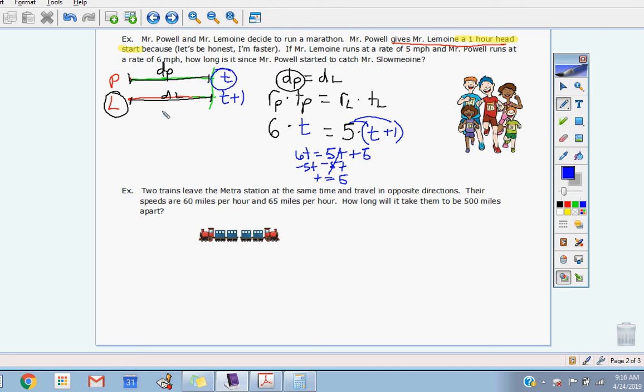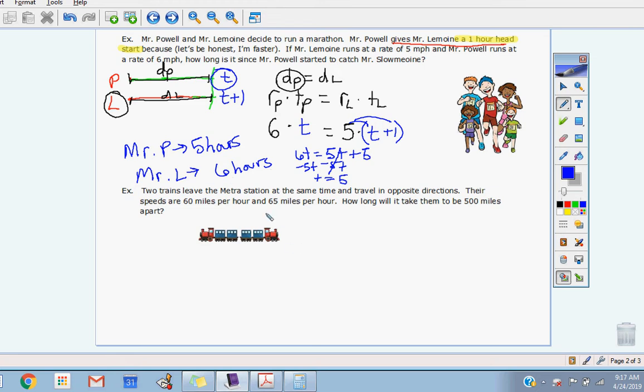Now, what is 5? That's Mr. Powell's time. So to wrap up, how long does it take? It takes Mr. P 5 hours. Now, the question didn't ask this, but if it did, how long has Mr. Lemoyne been running for? He's been running for 6 hours, because 5 plus 1 is 6.